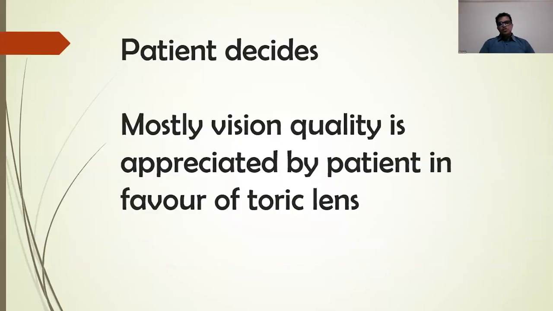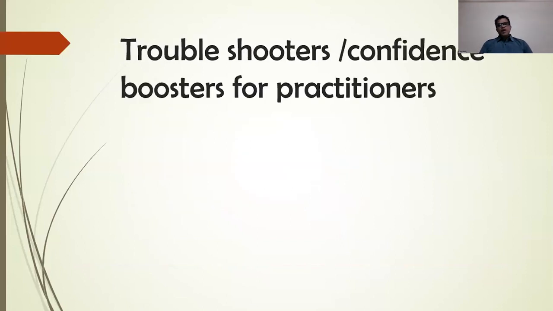So most patients decide that vision is more important to them in a toric lens, rather than the spherical equivalent or spherical combination, which gives them a partial vision of 80% or 90%. So patients definitely put vision quality over to a toric lens, which makes it easier for you to decide.